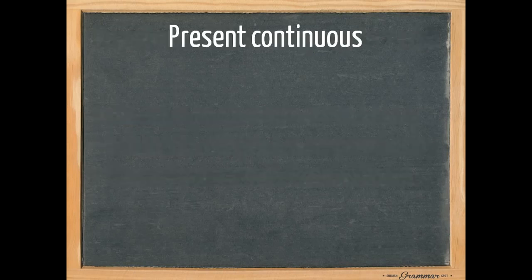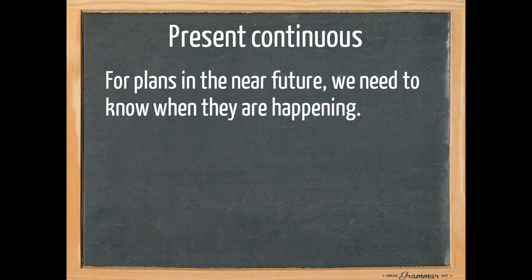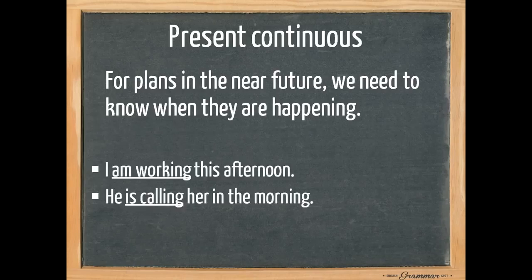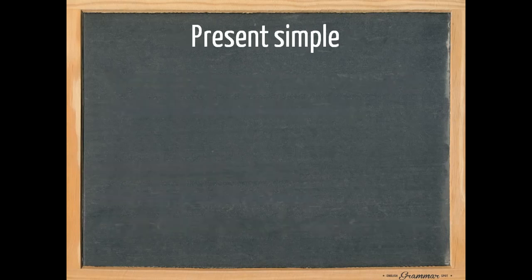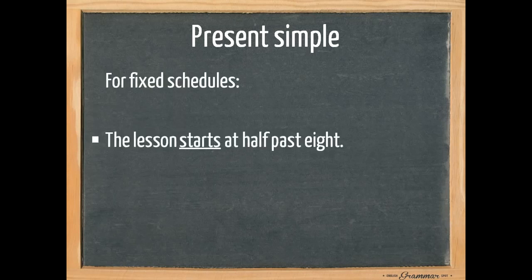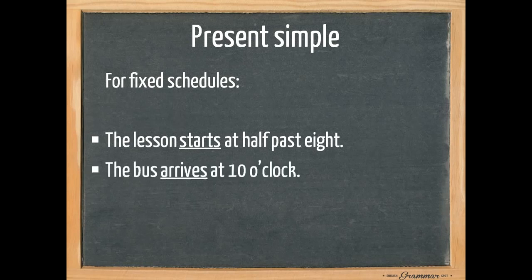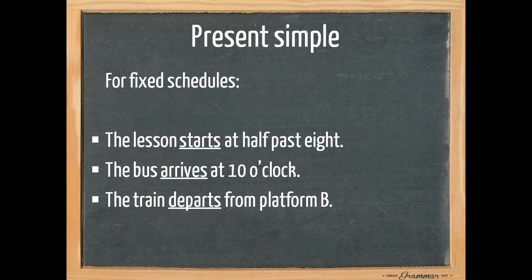Now sometimes we also use a present continuous when talking about the future. We use the present continuous for plans in the very near future, and again we need to know when they are happening. I'm working this afternoon. He's calling her in the morning. And we are driving down the street any minute now. Sometimes we also use a present simple for the future, especially for fixed schedules. The lesson starts at 8:30. The bus arrives at 10 o'clock. The train departs from platform B.